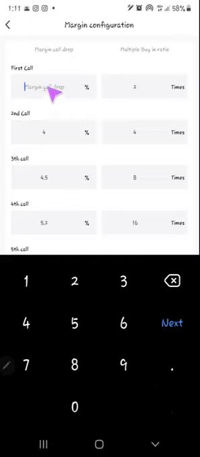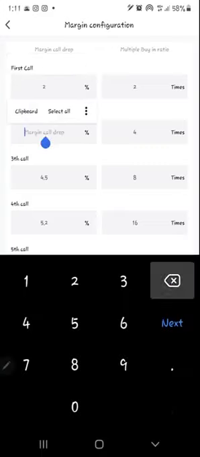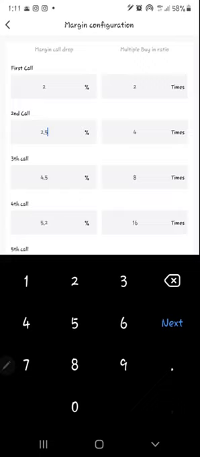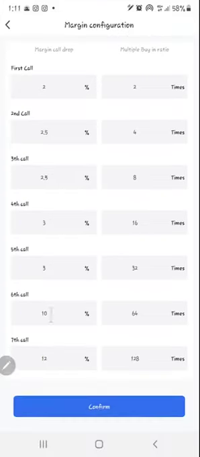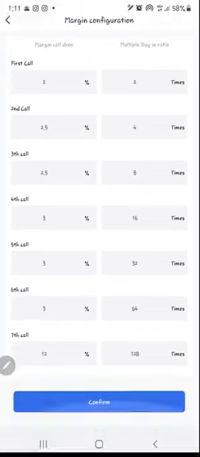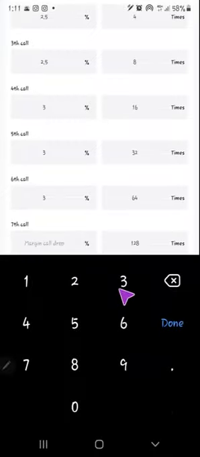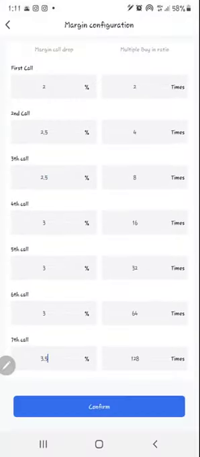Okay? Now here I'm going to set it to 2%. I'm going to tell this robot for the next dip, buy me 2.5%. For the next dip, buy me another 2.5%. For the next dip, buy me 3%. For the next dip, buy me another 3%, and another 3%. For the next dip, buy me another 3.5%. Okay, now 2% buy me what?